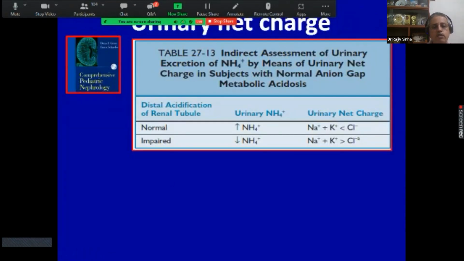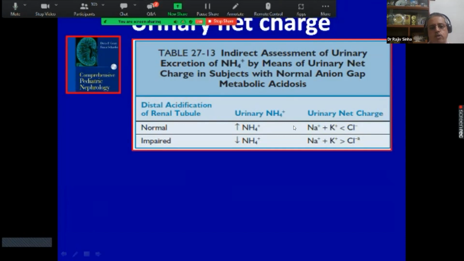So that was mentioned. I did discuss about urine anion, about the serum anion gap. Now about the urine anion gap, which I just said, I should not be mentioning it as a urine anion gap. The better word is urine net charge.